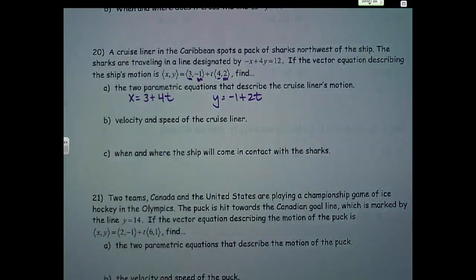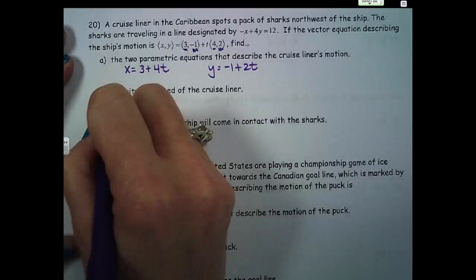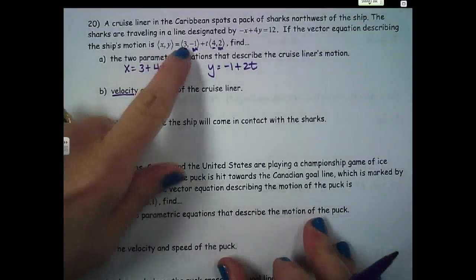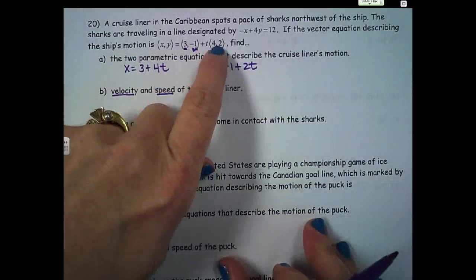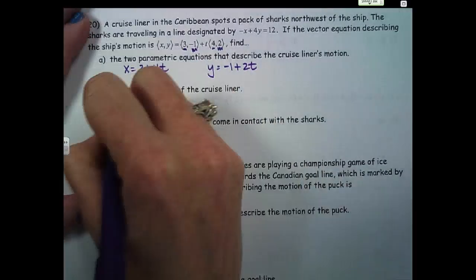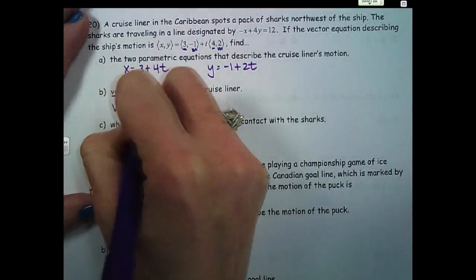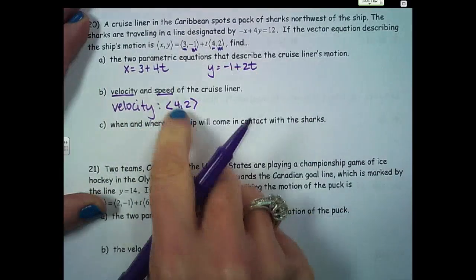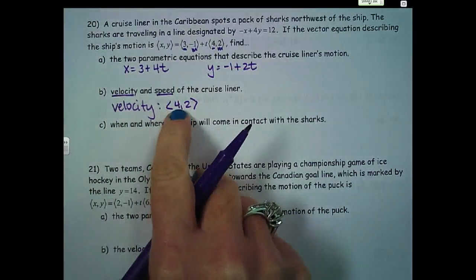Now the next step was to find the velocity and the speed. Okay, remember the velocity is given to you in the vector equation. So here's the vector equation. The velocity is just this point right here. So the velocity is 4, 2. In other words, the ship is traveling, right 4 up 2, right 4 up 2.